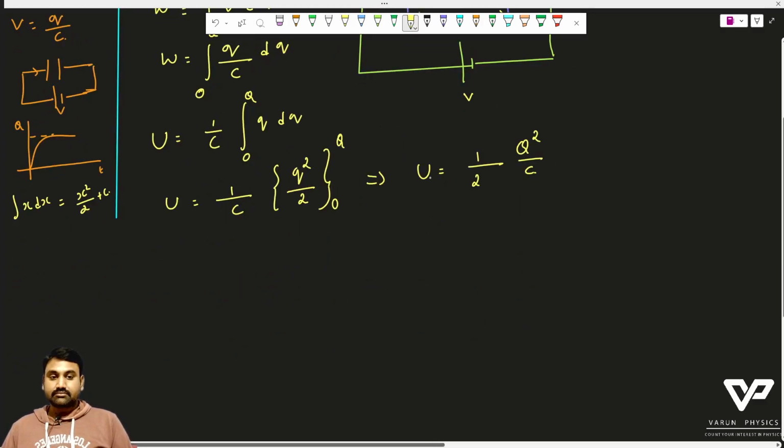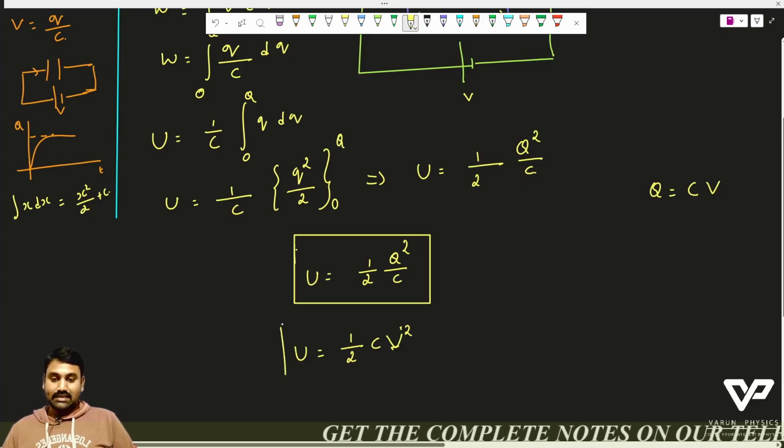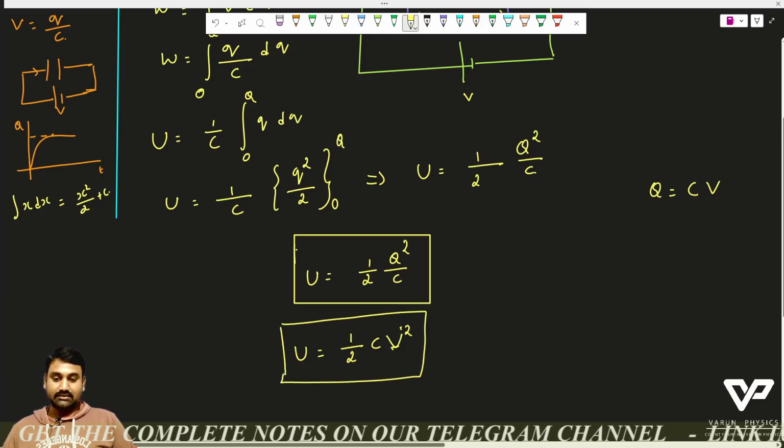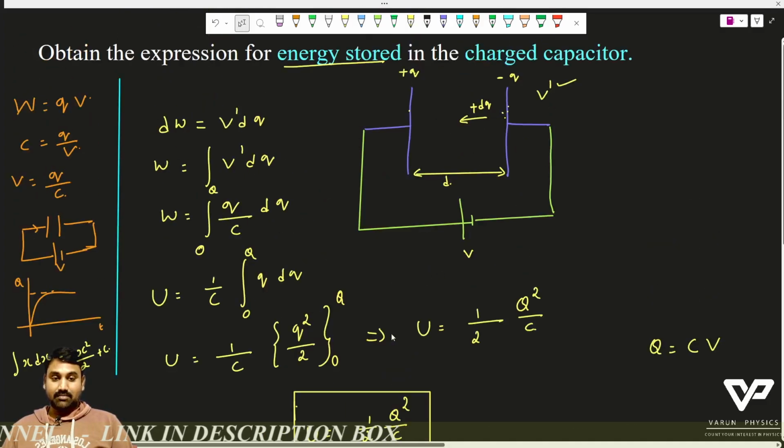So what final expression can we write? U is equal to half Q square divided by C, one expression. But Q is equal to C into total potential V. Therefore, U can also be written as half CV square, which represents the energy stored inside a parallel plate capacitor. I hope you understood this one. Thank you.